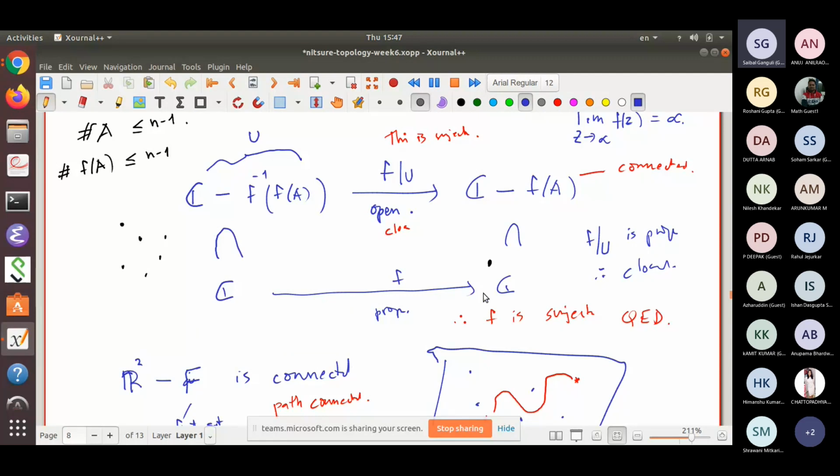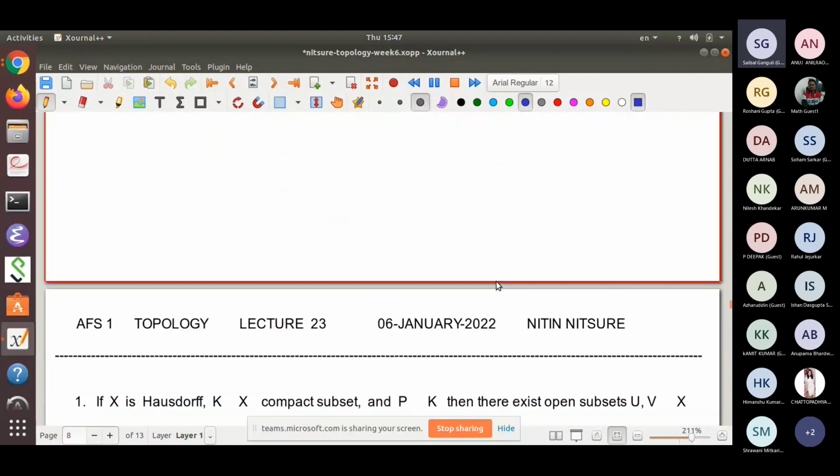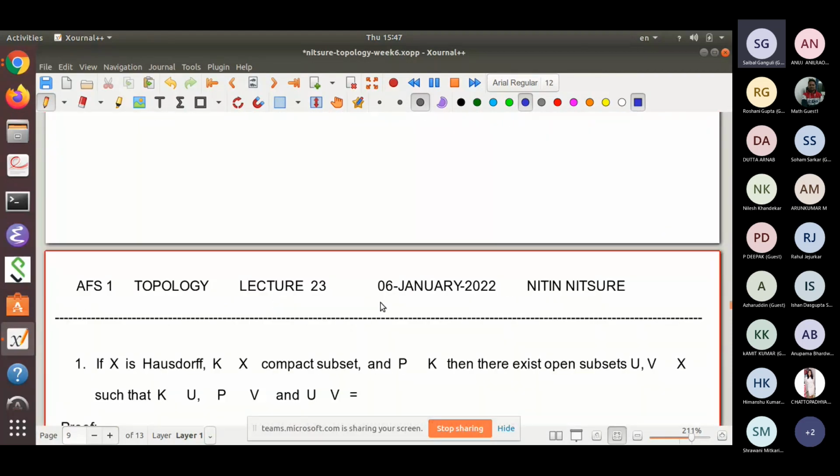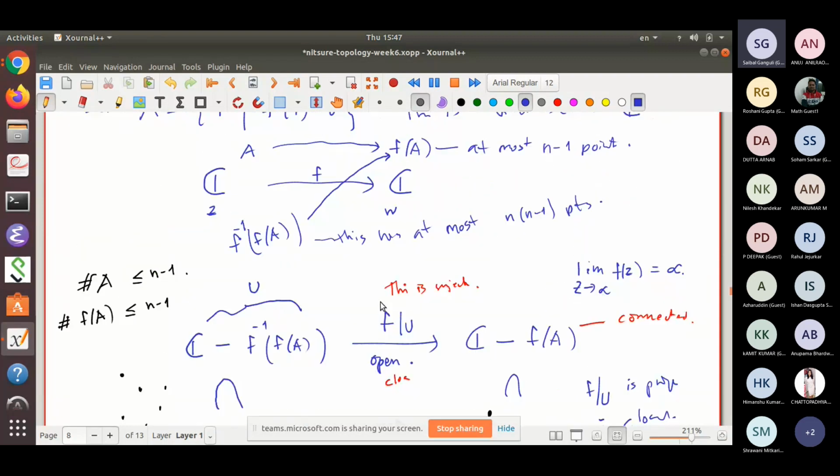And this is dense here. So the image of C is dense here, and this is a closed map. So the image is everything. So F is surjective. So that's the proof.